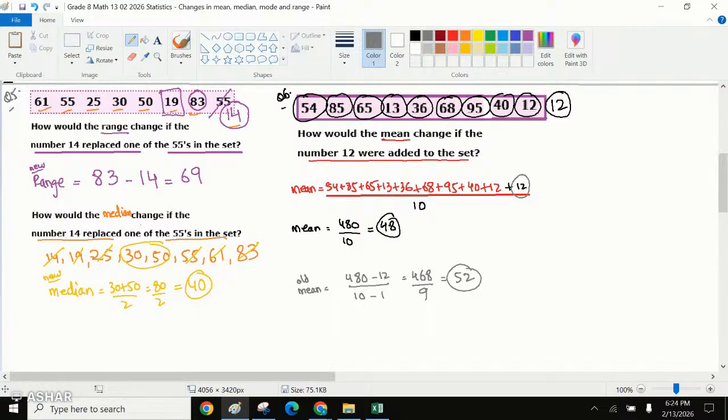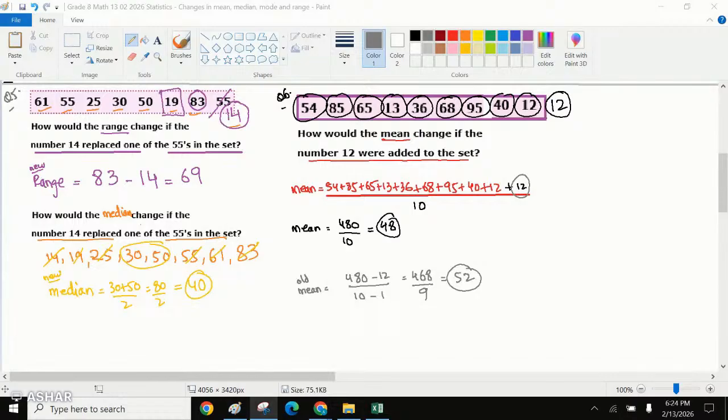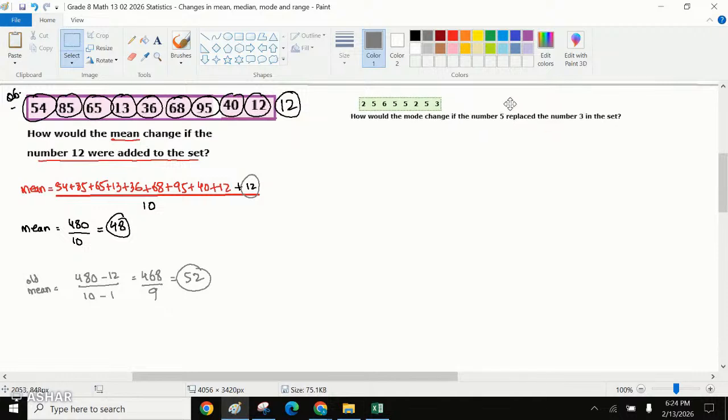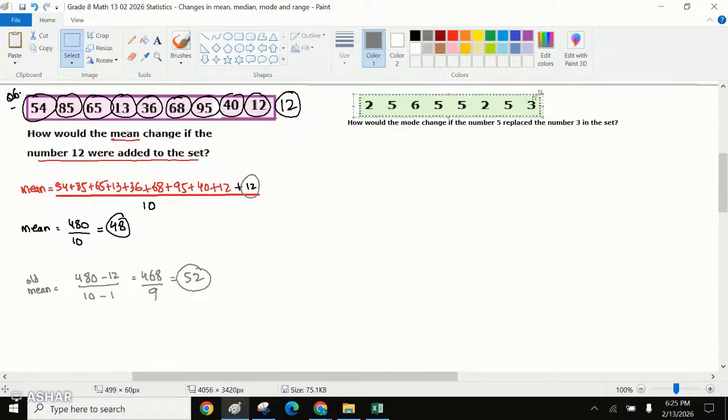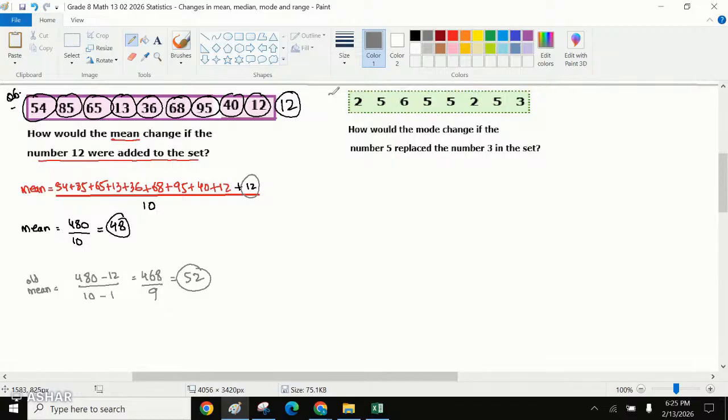Let's move ahead with another example. For the next question, they're saying there are 8 given numbers and one of the numbers is replaced. So we don't have to increase the total numbers. For question number 7, if this is the given information and these were the values given to us, how would the mode change if the number 5 replaces the number 3 in this given set? This is our question number 7.